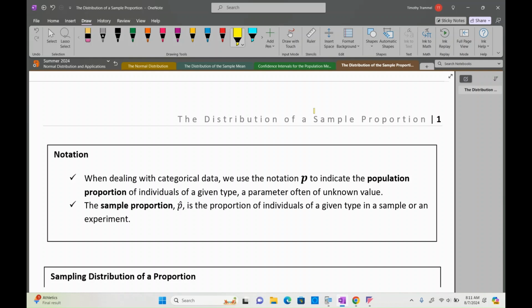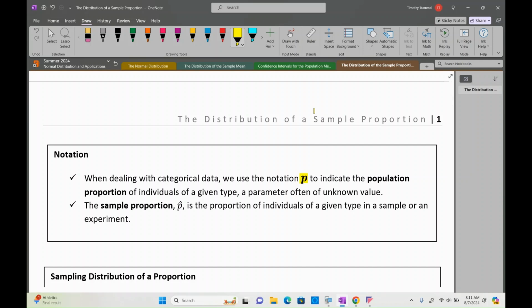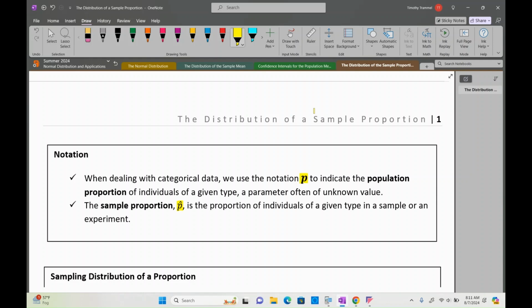We do have notation here that distinguishes the parameter, or the population proportion, from the statistic, or the sample proportion. So we'll use p hat for the sample proportion and just p for the population proportion.